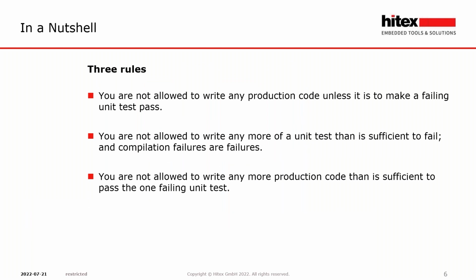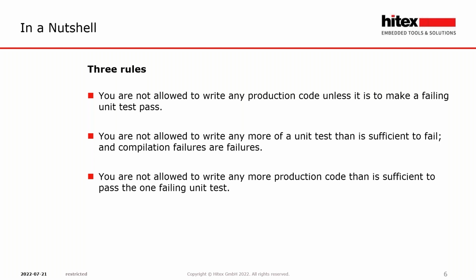So to use this method, we have three basic rules in that you're not allowed to write any production code unless it's to pass a software test. You're not allowed to write any more code than is sufficient to pass a software test. And you're only allowed to write a single additional unit test, and then write the code to pass that. So again, it's a fairly simple process.